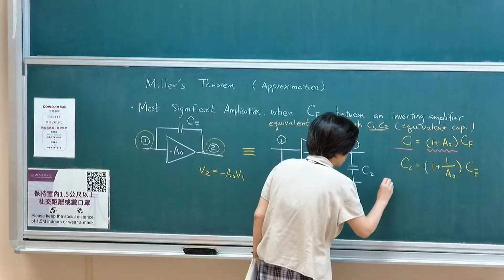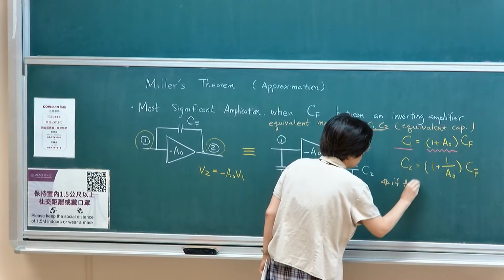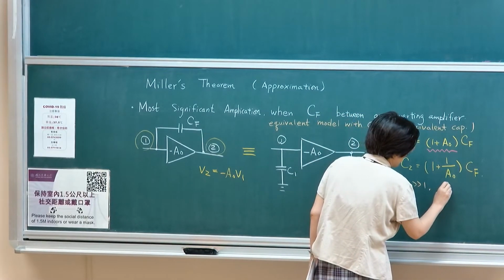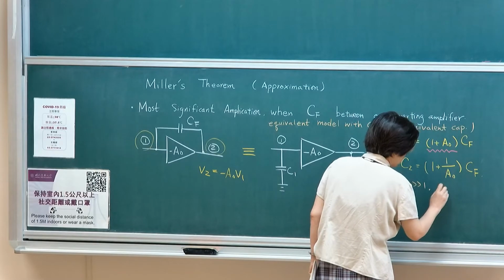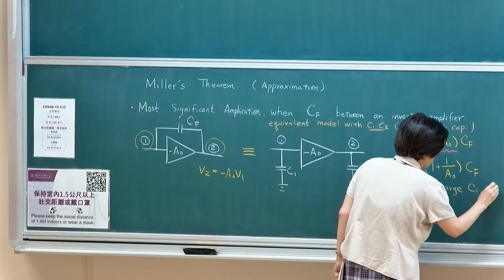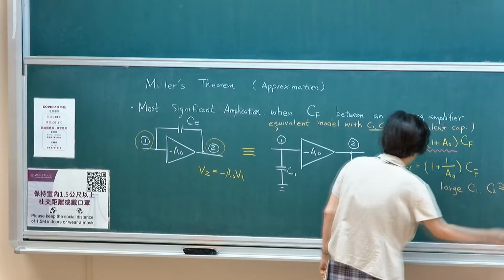So in the typical case, if A0 is much larger than 1, then you would have an enhanced, large C1, and your C2 will be approximately CF, if that's the case.